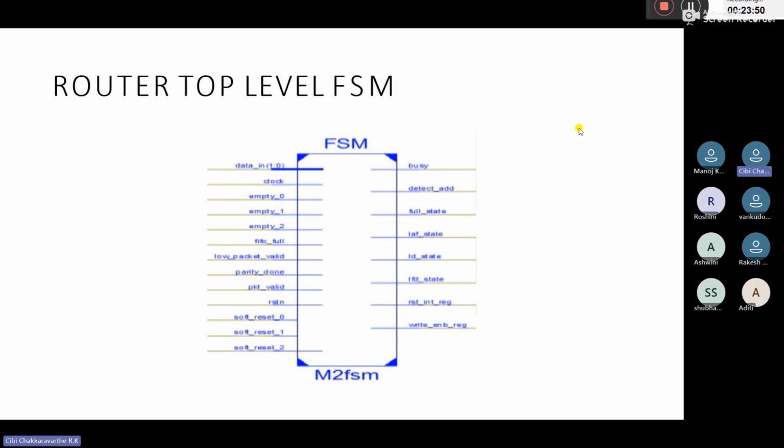See, as I told, that busy signal indicates whether the FSM is actively processing a packet or not. So our FSM is actively performing, that is, it is processing and it is an ongoing process. For that indication, the busy signal is used.